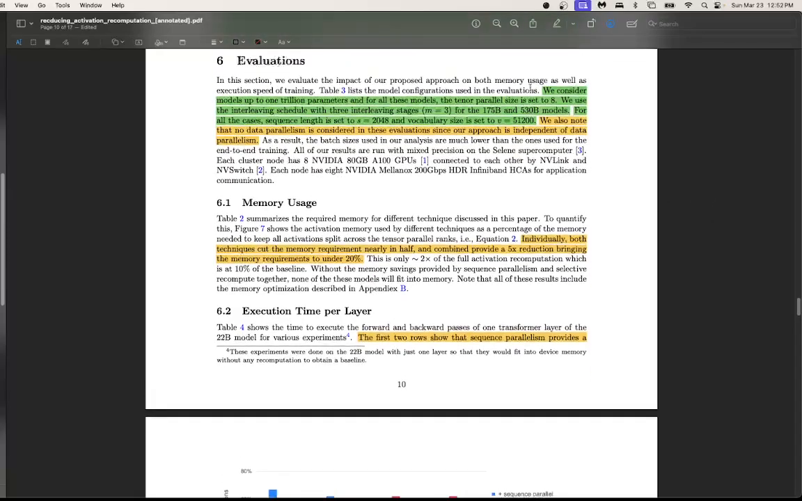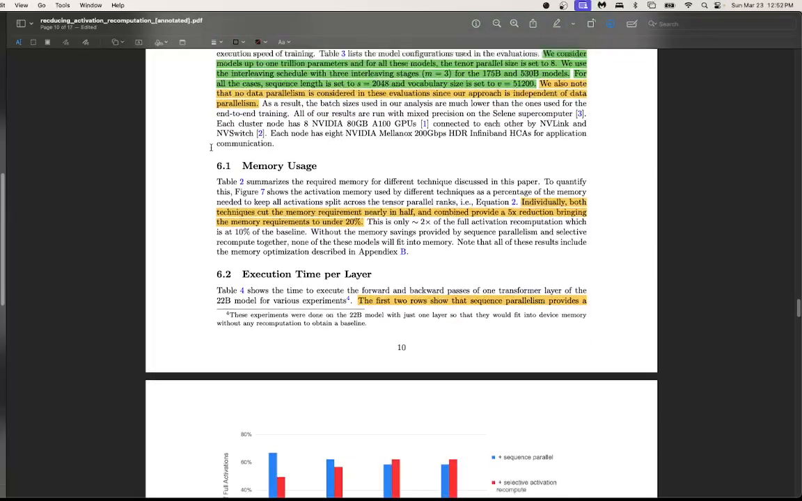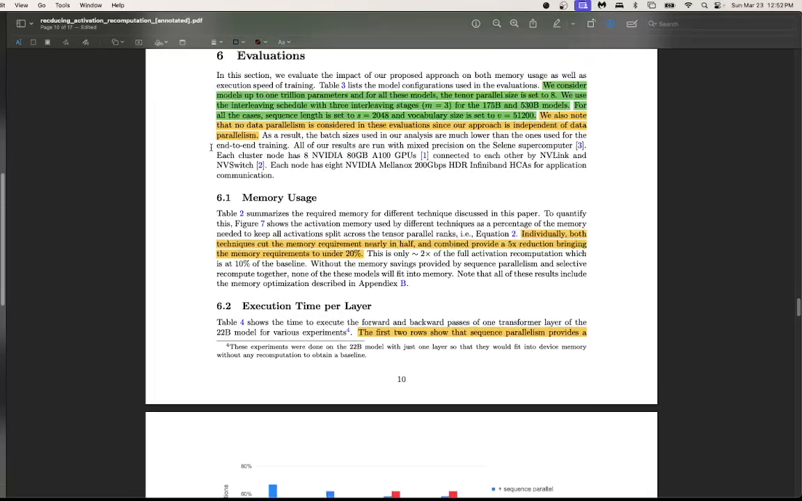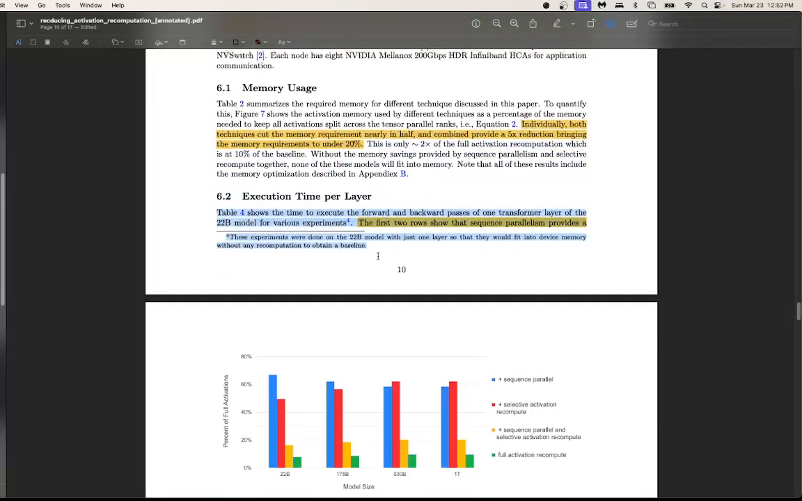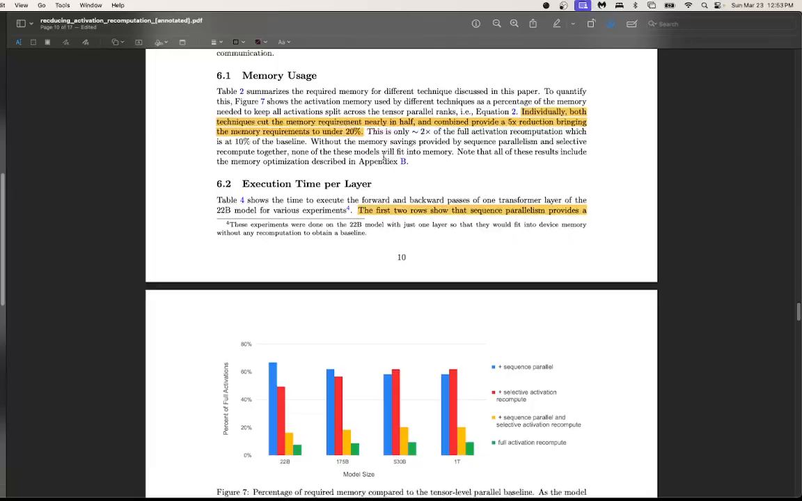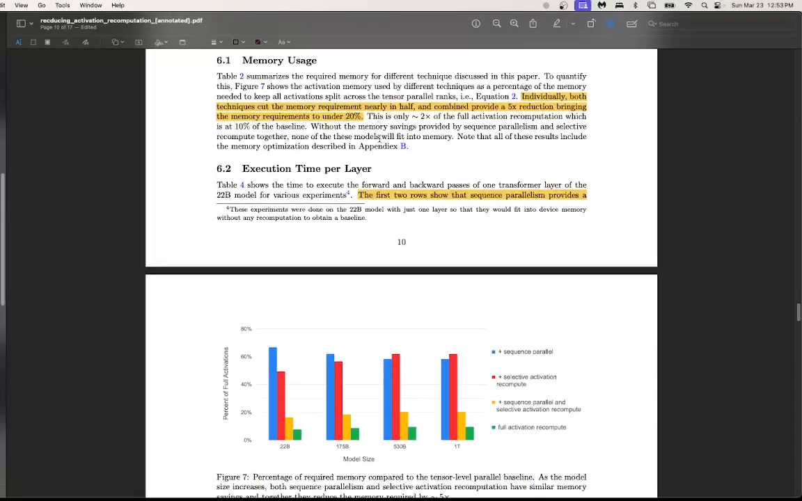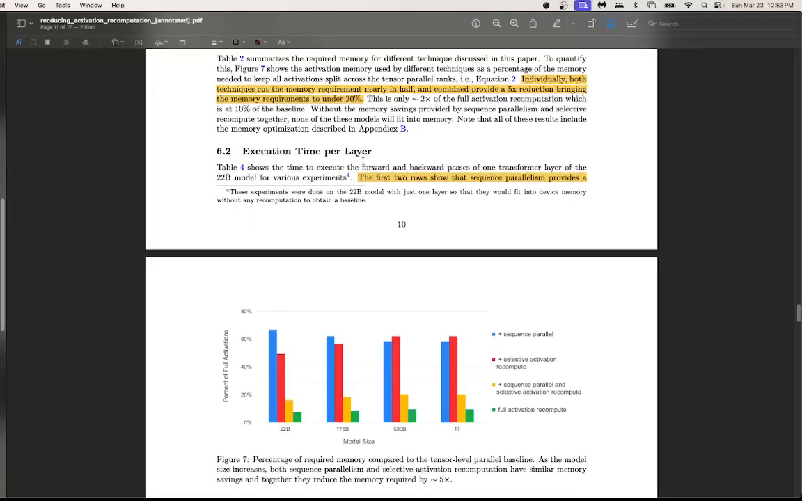Evaluations. We'll go through this quickly. Basically, they just set up some experiments here using models of various sizes, and they measure memory usage and execution time and iteration time. So individually, sequence parallelism and then SAC cut the memory requirement in half, but if you combine them, you get a 5x reduction. So under 20% of your previous memory requirement if you're not doing any kind of AC, no AC, right? So that's really good, I guess is all there is to say.